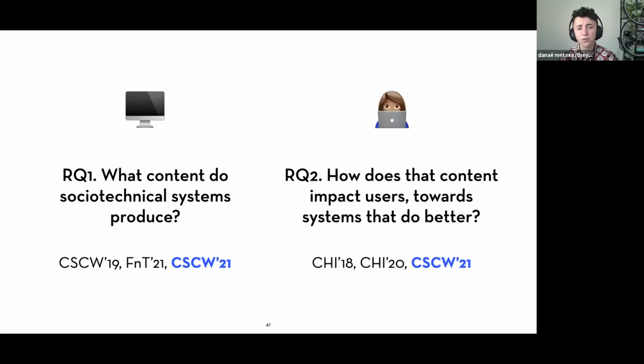So as I've just shown you, I use this combination of technical and behavioral science tools to answer these two questions: what content sociotechnical systems produce and how that impacts users.